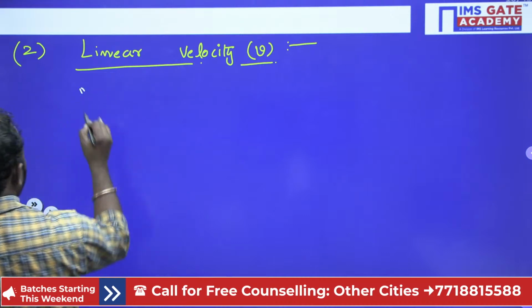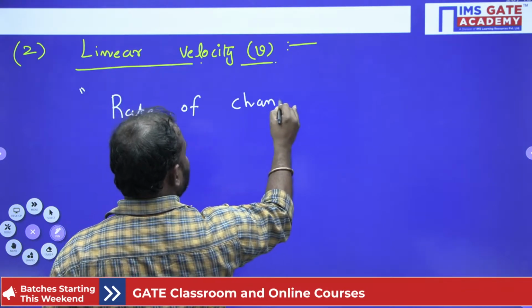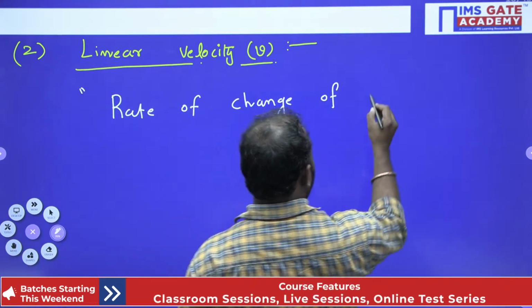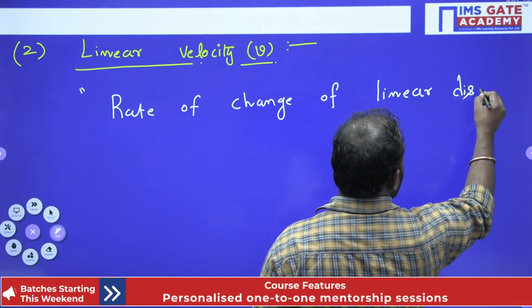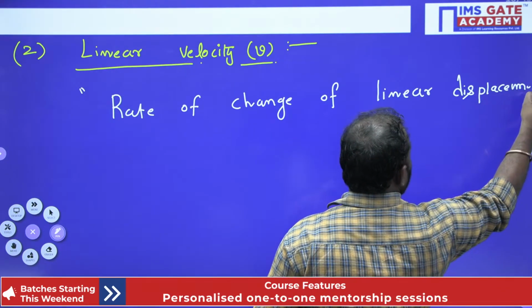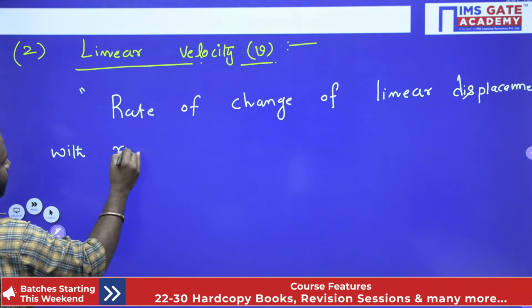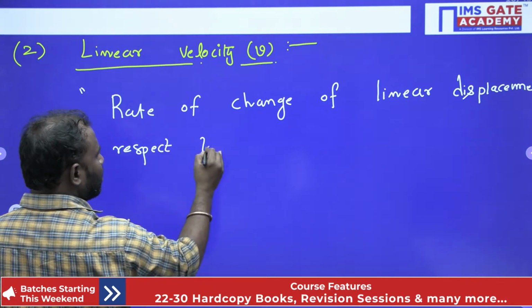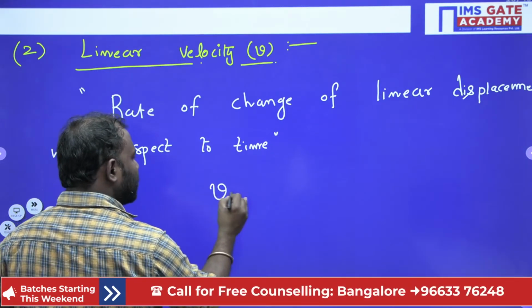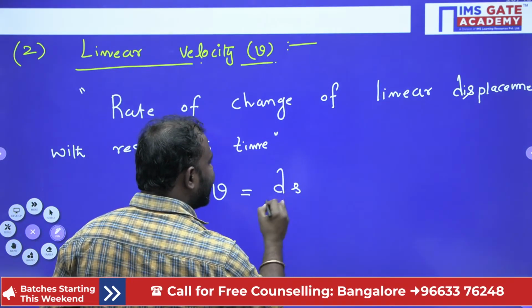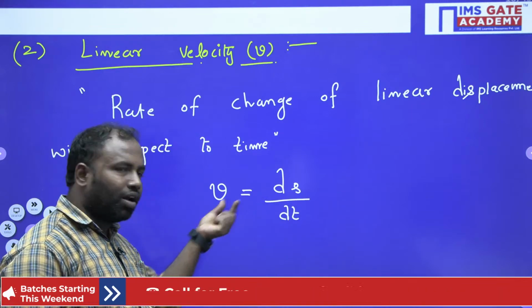Now I'll write the definition. Rate of change of linear displacement with respect to time. Isn't it, guys? Right? Now can I write my V is equal to ds by dt? Can I write that the rate of change of displacement with respect to time is called linear velocity, right?